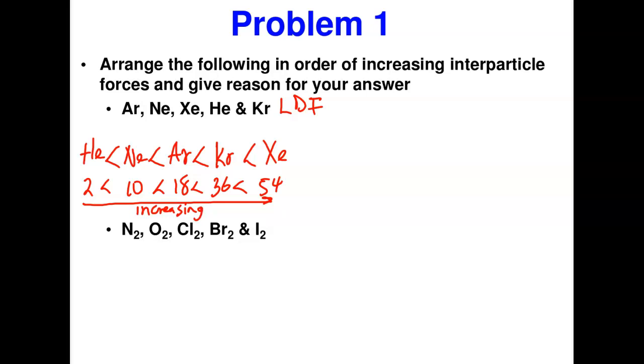So what reasons are we going to give? You have two reasons you can give. Of course, we're going to use the number of electrons and size. So give a reason for your answer. What is the answer? We can say xenon has the highest number of electrons.